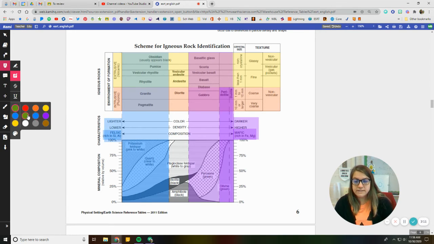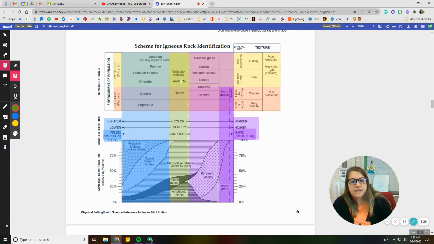Then you have your guys down the middle. So these ones down the middle right here are kind of your in-betweens. They've got dark and light color. Their density is in between being high and low, and they're mafic and felsic in composition, kind of a mix. It's like salt and pepper almost. So you're going to have vesicular andesite and diorite.